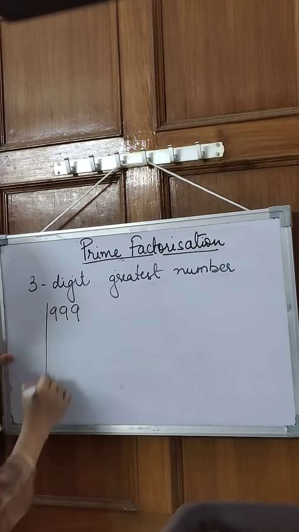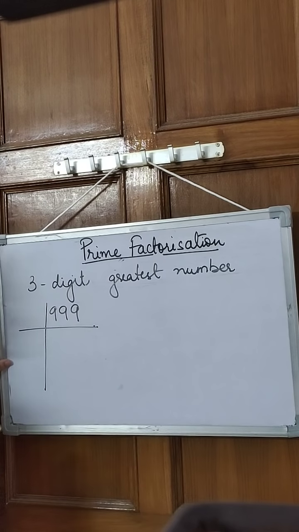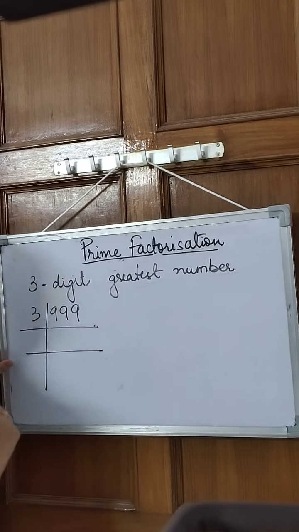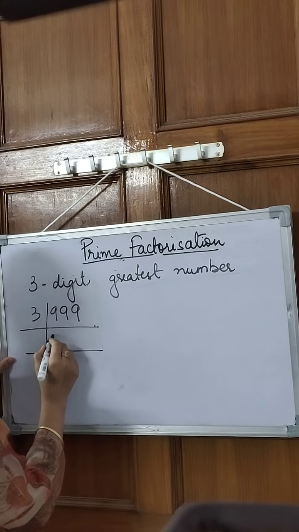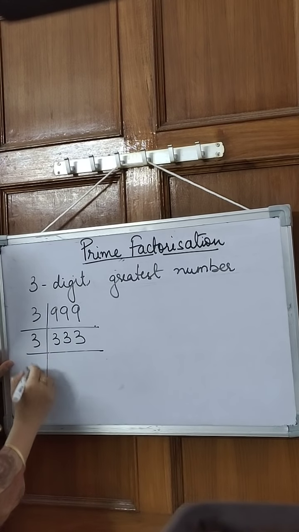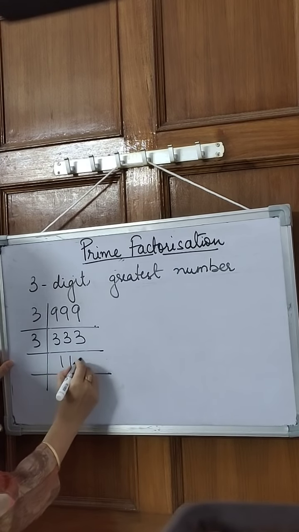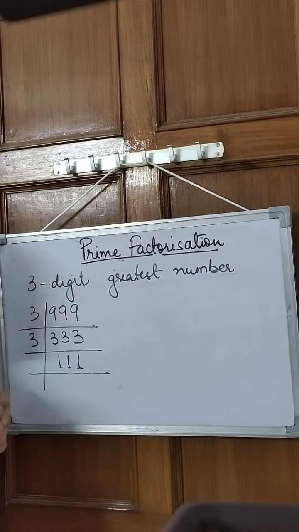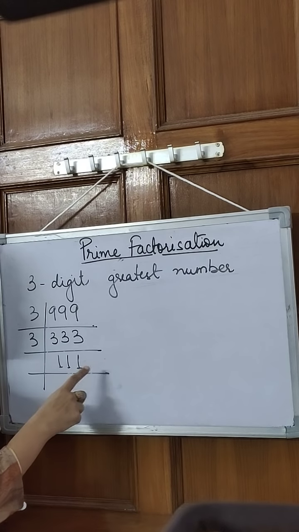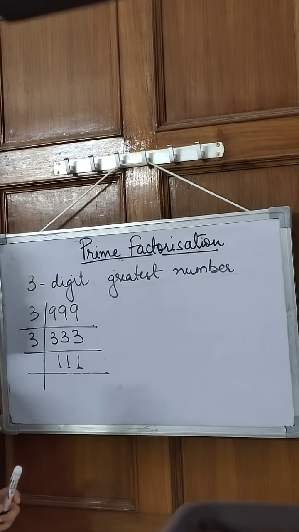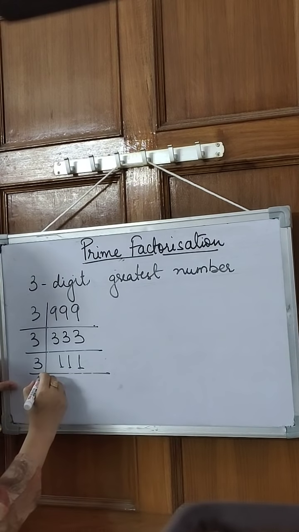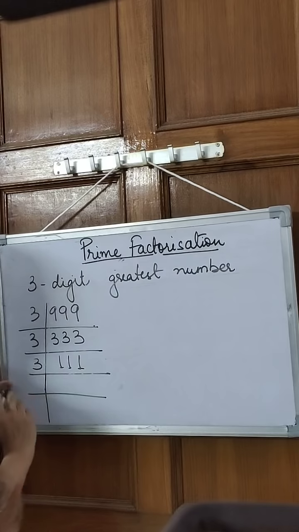Now let's divide this number. So this is 999. It is divisible by 3, so this will become 333. Now again if I divide it, this will become 111. Now try and divide it. It's 111, so 1 plus 1 plus 1 is 3. So this means this number is again divisible by 3.